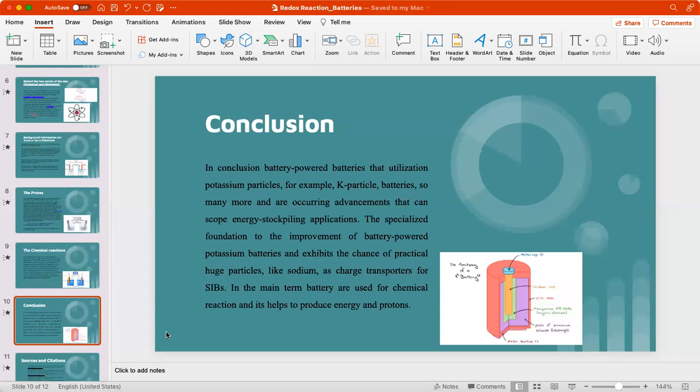Here's my conclusion. In conclusion, there are batteries that utilize potassium ions, for example the K-ion battery, and many more, with advantages for energy storage applications. The technical foundation to improve battery power in potassium batteries also shows the chance of larger ions like sodium as the charge carrier for SIBs. In the end, batteries use chemical reactions to help produce electrical energy.